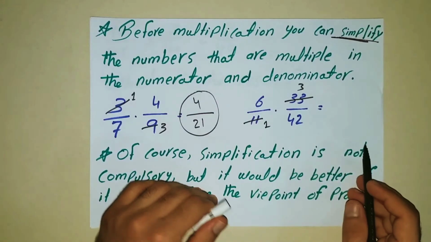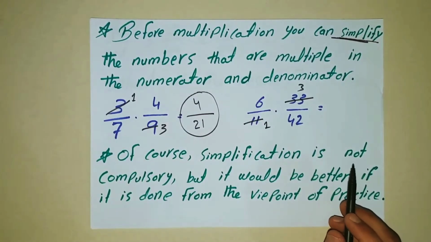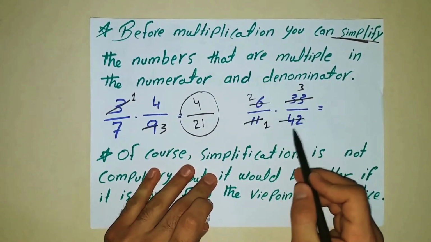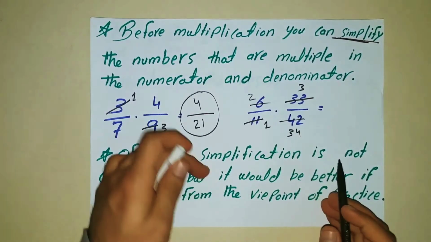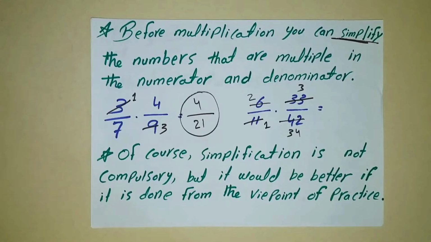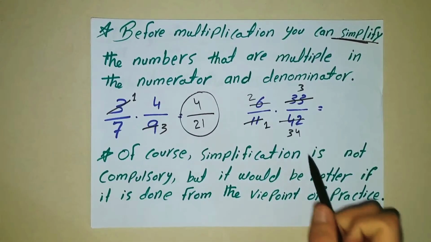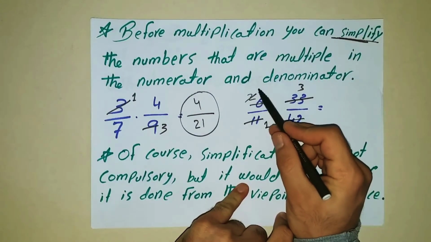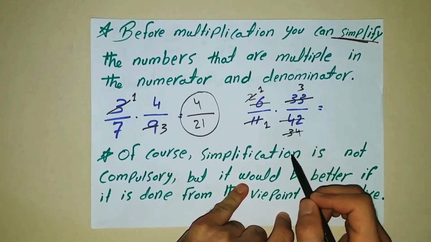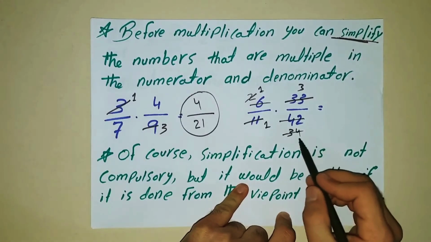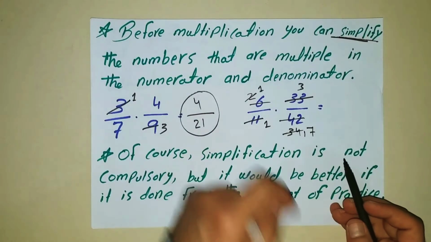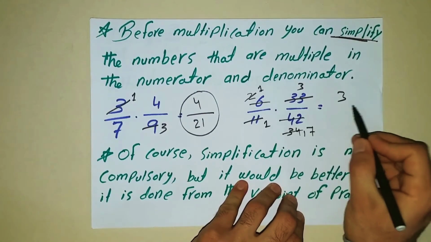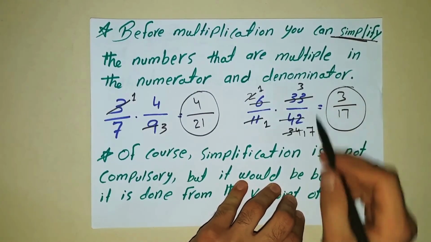Okay, now can I simplify them anymore? Yes, I can simplify them with the 3. 3 twos are 6, with the 34. Now okay, can I simplify more? Yes, I can simplify more with 2. 2 ones are 2, 2 17s are 34. So now I can multiply them. Now they will be easy for me. 3 ones are 3, 17 ones are 17. The final result is 17.